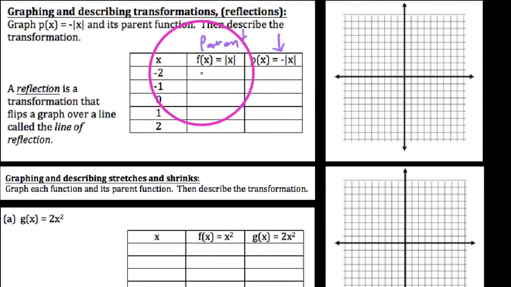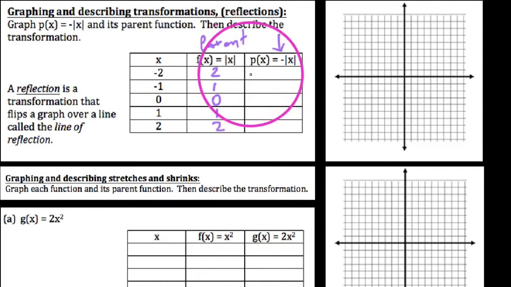So let's go ahead and consider at least the parent function here. If we plug in negative 2 into the absolute value of x, the absolute value of negative 2, f of negative 2, is going to be a positive 2. Whereas if we plug in negative 1, we get a positive 1. Absolute value of 0 is 0. Absolute value of 1 is 1, and the absolute value of 2 is 2. But essentially, remember, absolute value is going to take these values in here and revert them to being positive.